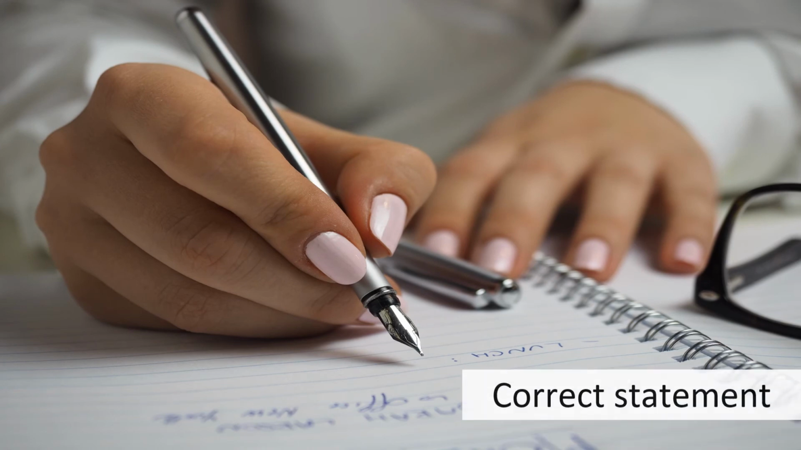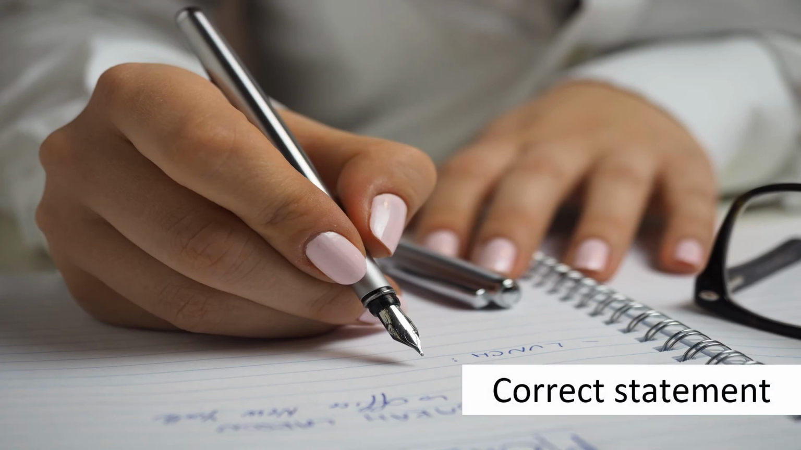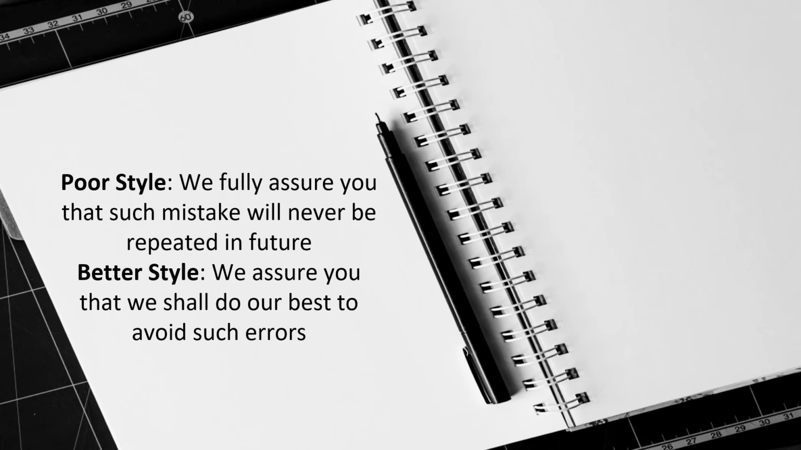Number 1, I said we are talking about correct statement. All information and language expressed in the business letter should be factually correct. Do not try to exaggerate. Again, overstatement and exaggerations should be avoided, as they sometimes, rather than impressing, may hamper the writer's impression. An example in this regard is given below. So for example, when we say poor style, we fully assure you that such mistakes will never be repeated in future. Sounds good? But a better style could be, we assure you we shall do our best to avoid such errors. Doesn't that sound better?